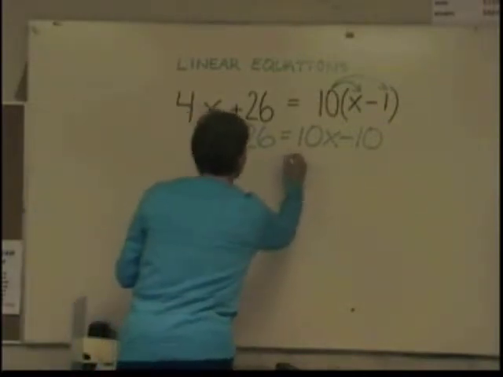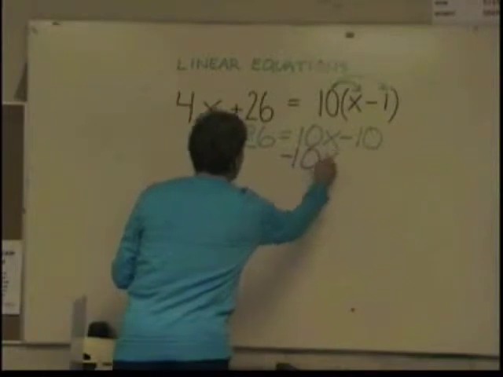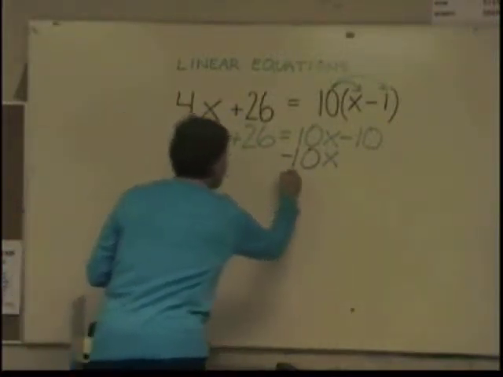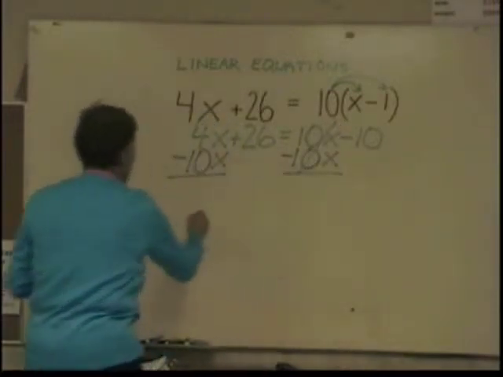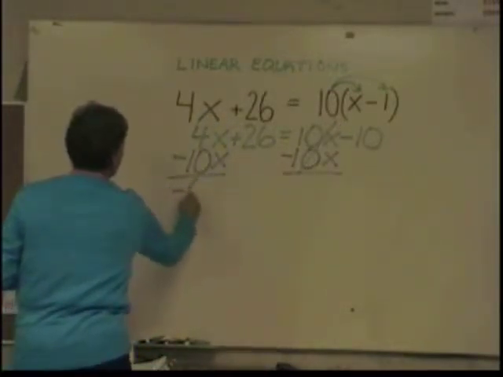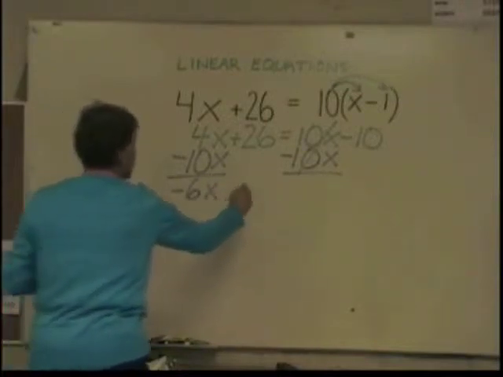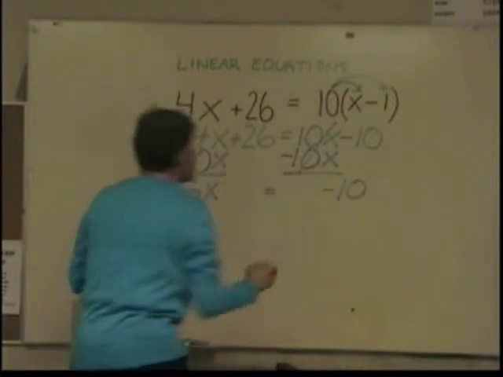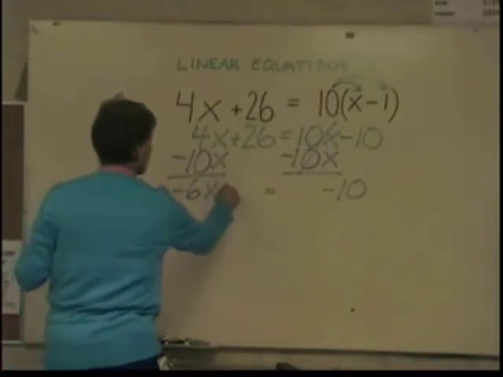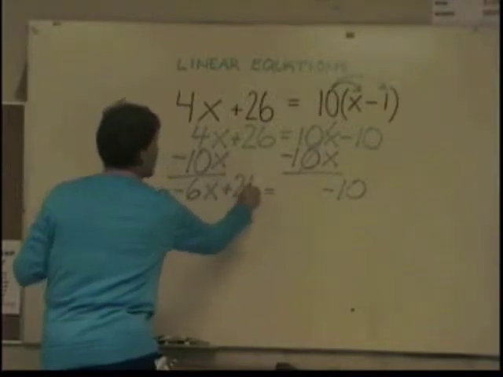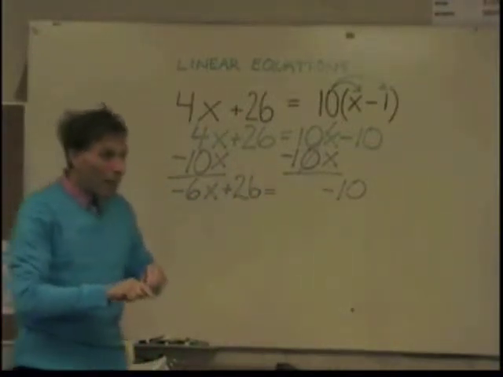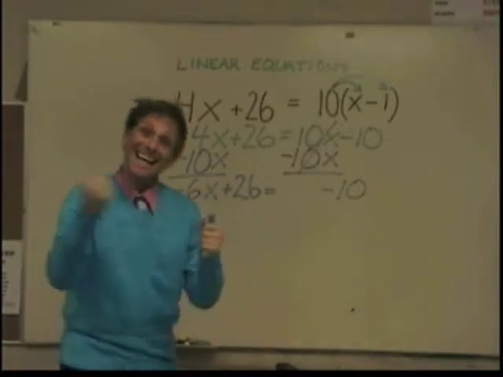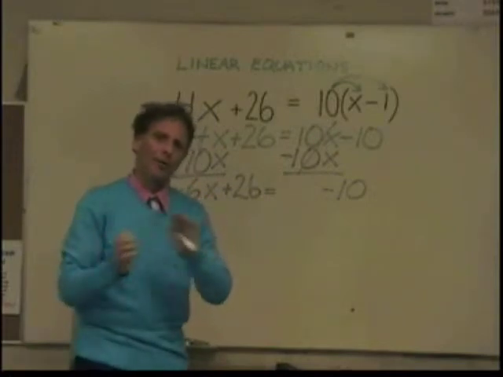So I'm going to move the letters this way by undoing, subtracting the 10x from both sides, and that cancels that out, and I have negative 6x here equals negative 10. Now, I'll bring down that plus 26 that I still have on this side of the equal sign. Remember, we're always doing things on both sides of the equal sign, and whatever you do to one side, you have to do to the other. Keep that in mind, both sides.